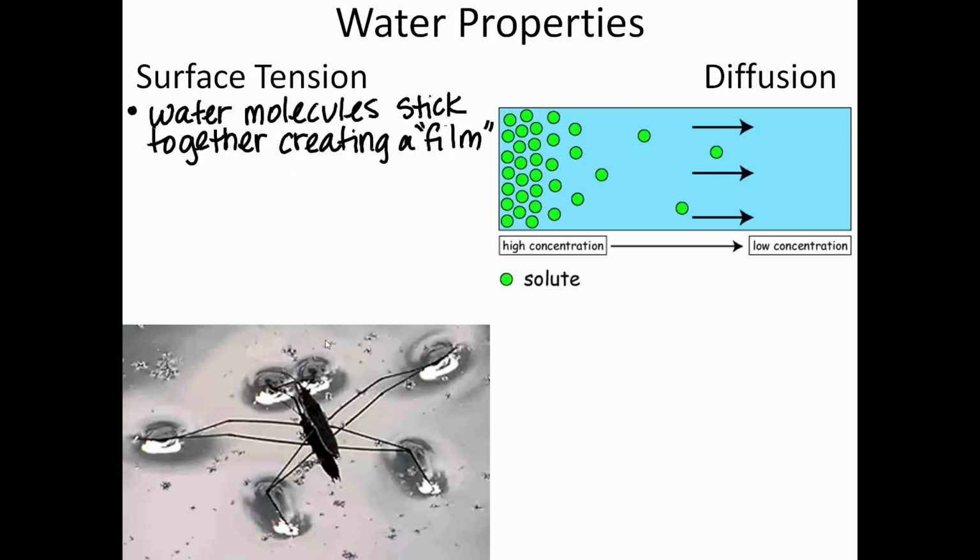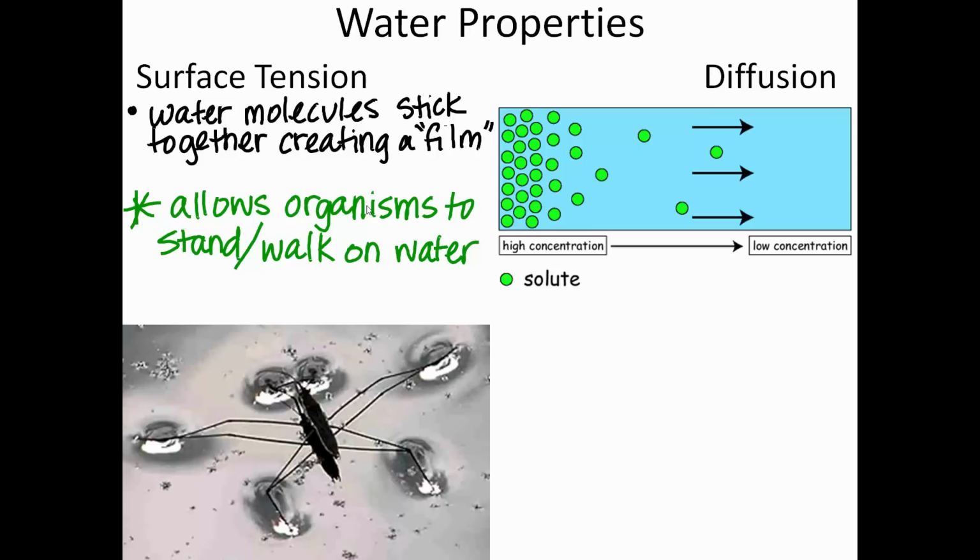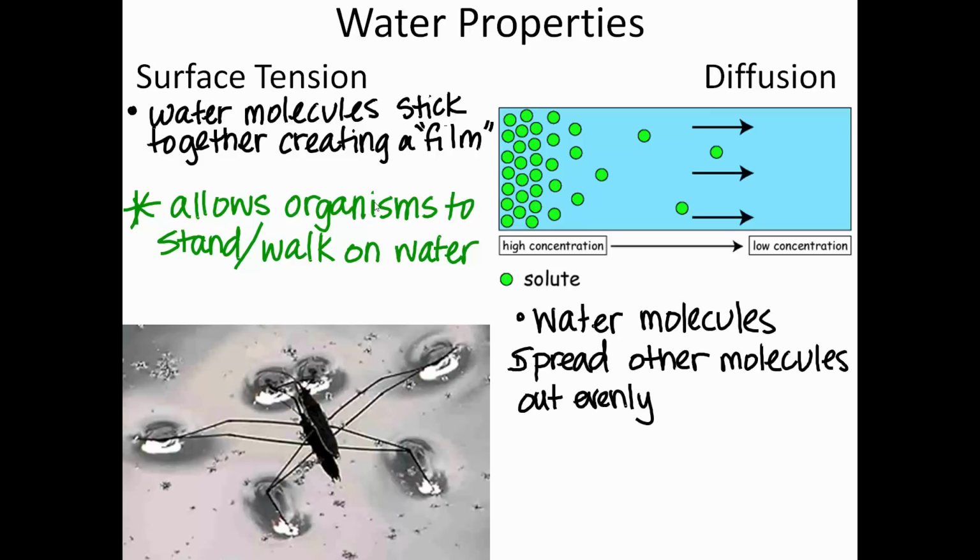Water molecules stick together, it forms a film at the top. And again, that's the water molecules trying to stick to water, but at the surface there's no water above it, so they tend to stick with each other a lot stronger than the rest of the water. And this allows organisms to stand and walk on the water.